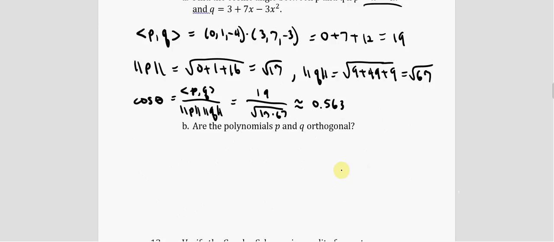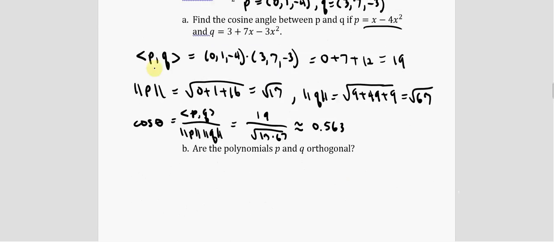Are these polynomials orthogonal? Well, the dot product didn't give us 0. So here we say no, since the dot product or the inner product of p and q gave us 19 and not 0.